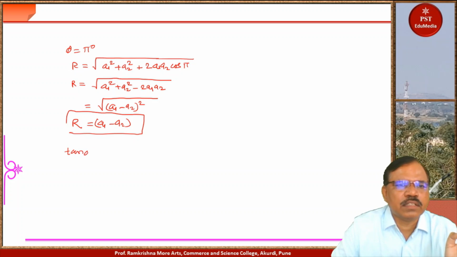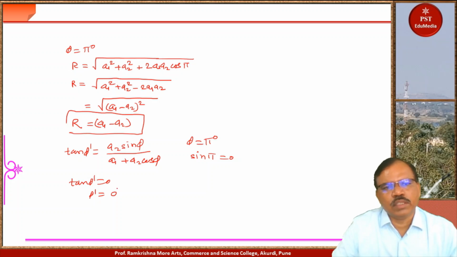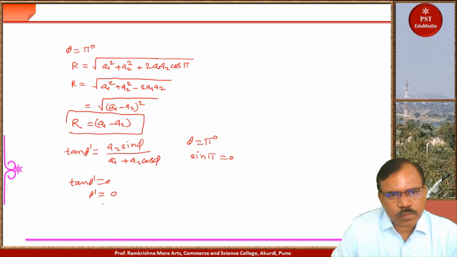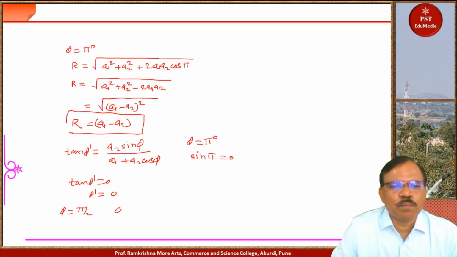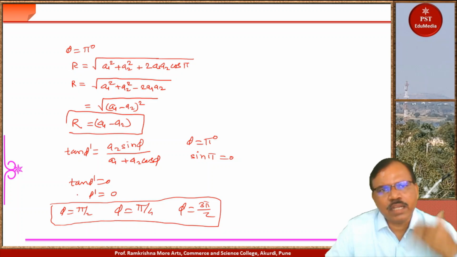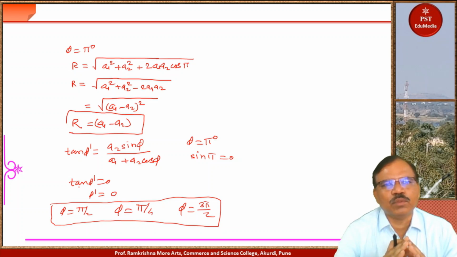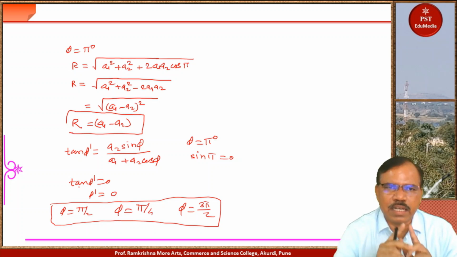Now what is tan phi dash? Tan phi dash is A2 sin phi upon A1 plus A2 cos phi. Now again phi is pi, and sin pi is 0. So we'll get tan phi dash is equal to 0. So phi dash is equal to 0. So resultant starting phase is also 0. Now you can take the case phi is equal to pi by 2, phi is equal to pi by 4, phi is equal to 3 pi by 2, like this. And corresponding to this, you will get different amplitudes and different phases phi dash. So that we will see in multiple choice questions. Now this is composition of two simple harmonic motions acting on the oscillator simultaneously along the same line.